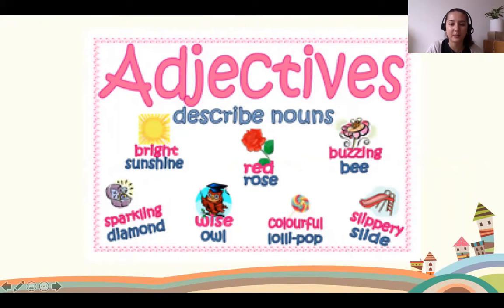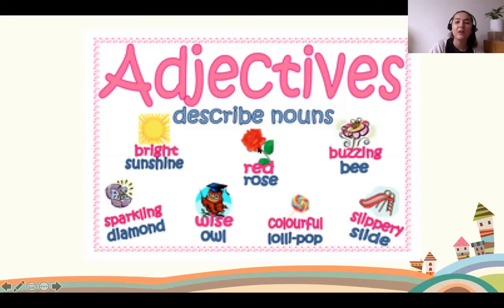So let's have a look at this picture. So adjectives describe nouns. Oh, I'm sorry, this looks quite blurry. I didn't realize. Adjectives describe nouns. So adjectives are words that we use when we want to describe or give more details about a noun. So over here we have bright sunshine. Sunshine is the noun, and the word bright is describing what the sunshine looks like.